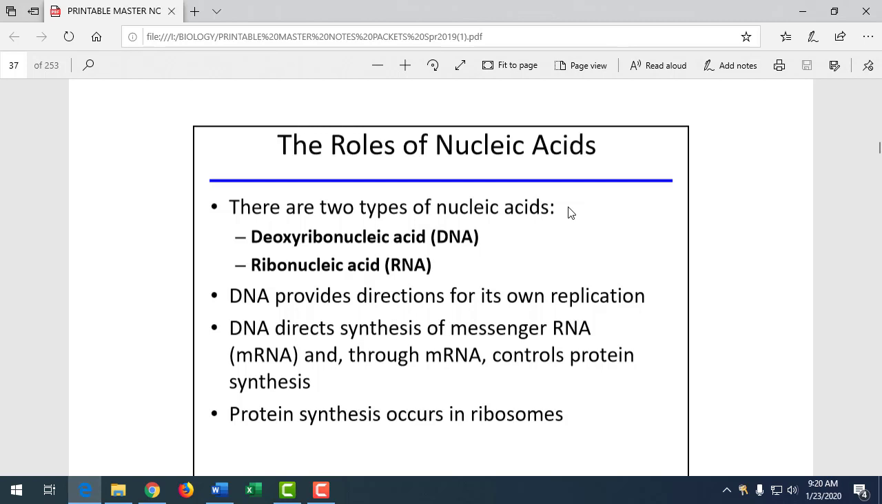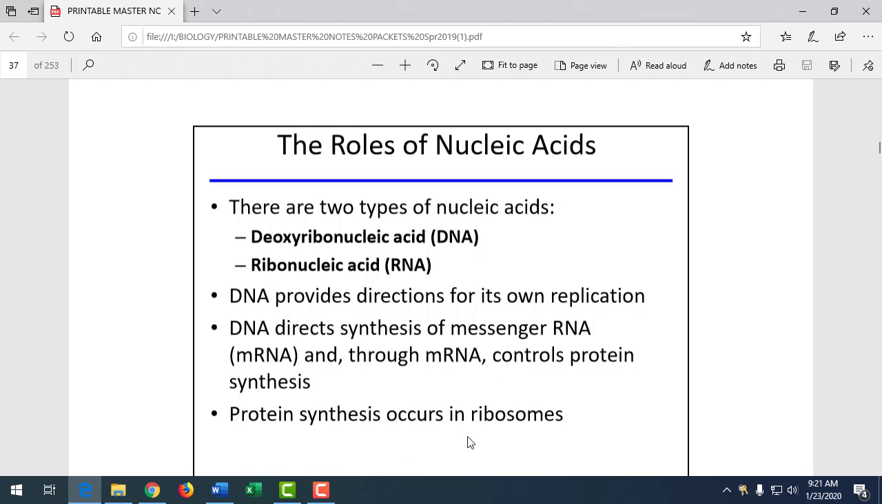The last group of organic molecules are nucleic acids, and these are DNA and RNA. Again, they are made up of repeating units. These are polymers, and the repeating unit is a nucleotide, and we'll talk about that in a minute. DNA is important for protein synthesis. The recipe for making proteins is in the DNA molecule. And RNA helps make the protein. So RNA works with DNA to make proteins.